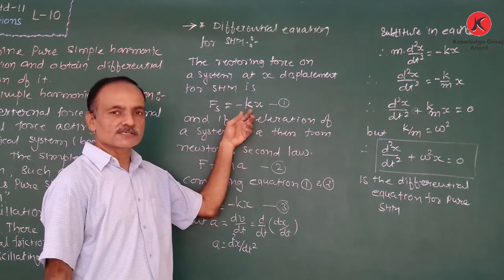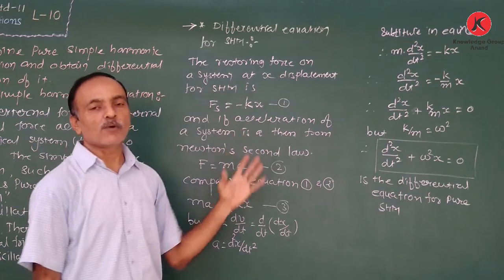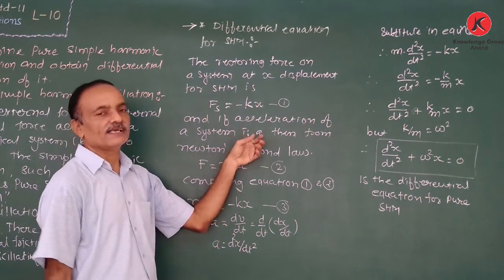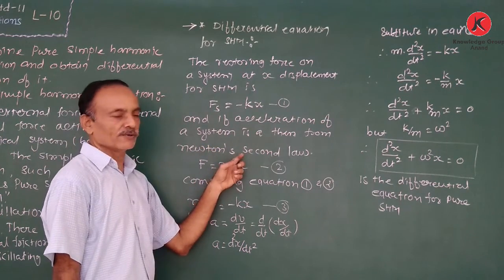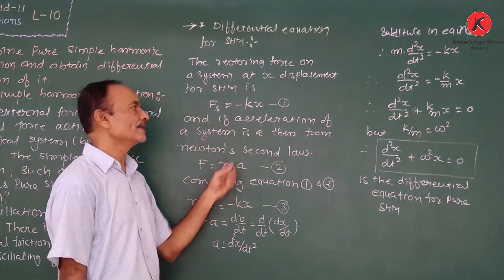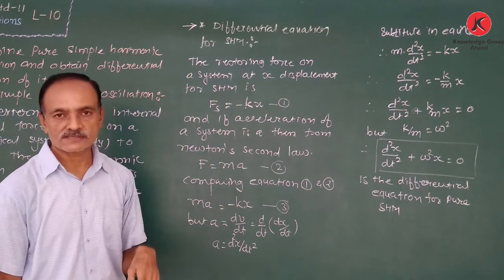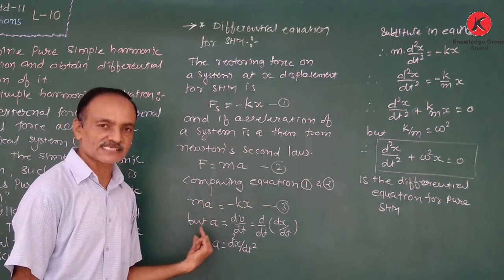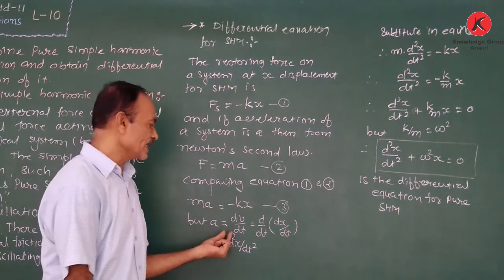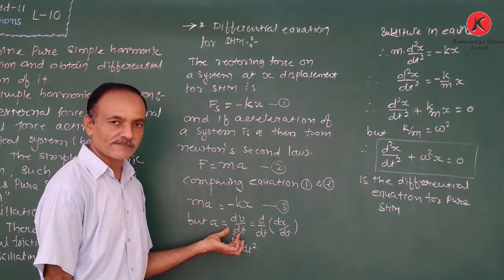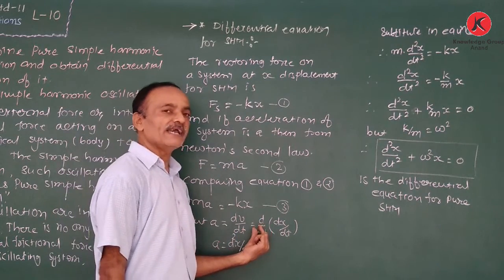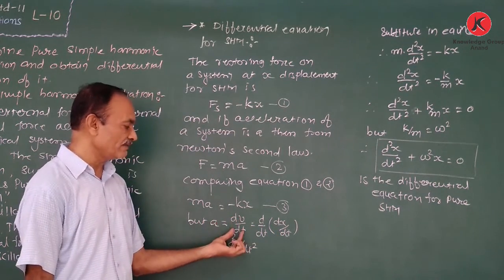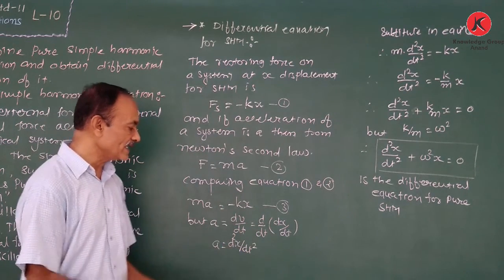Due to this restoring force, the body performs accelerated motion, and if the acceleration is a, then from Newton's second law, F is equal to ma. Now we compare these two forces. Therefore, ma is equal to minus kx. Acceleration is the derivative of velocity with respect to time, and velocity is the derivative of displacement with respect to time. Therefore, a is equal to dv by dt.